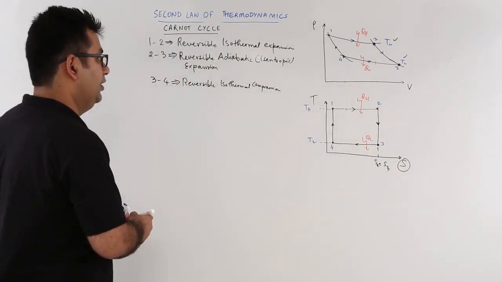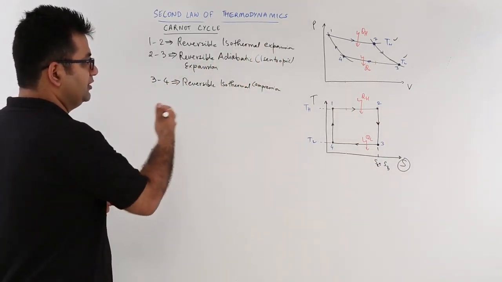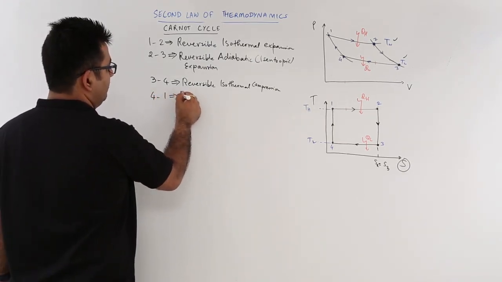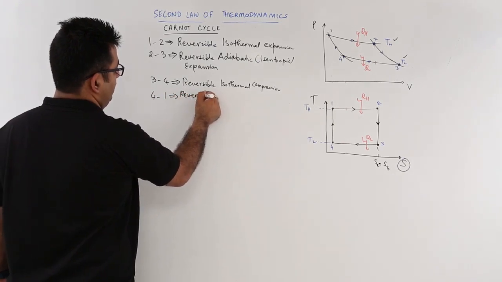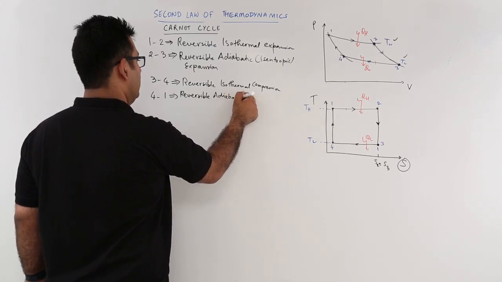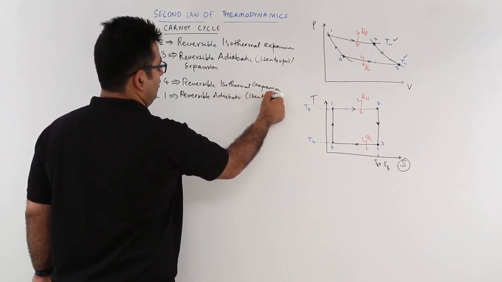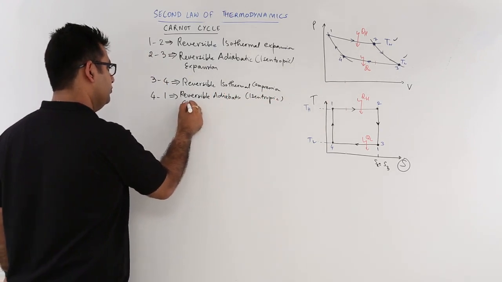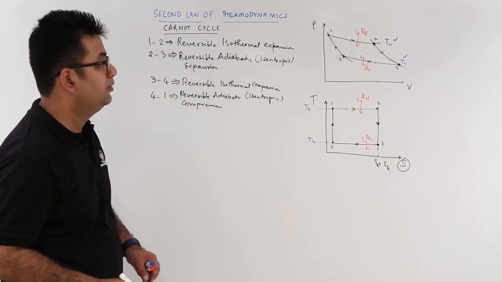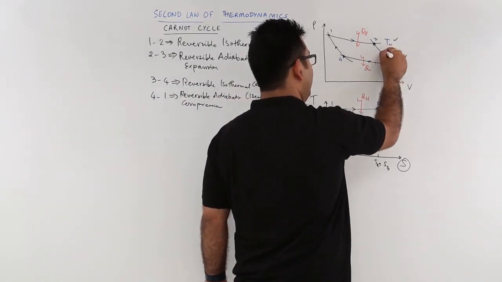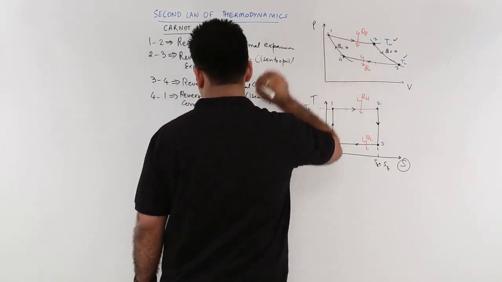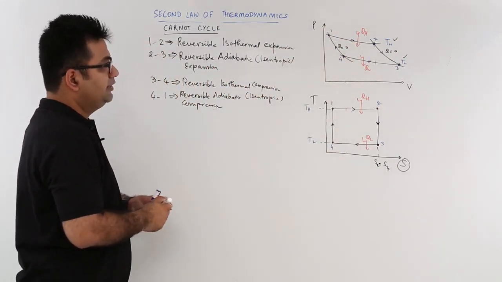Okay. Let's move ahead. 3 to 4 is isothermal compression, and then 4 to 1 again becomes reversible adiabatic, or we also call it isentropic compression. Now let's look at the mathematical values for it. For 2, 3, Q is 0, and for 4, 1, Q is 0.